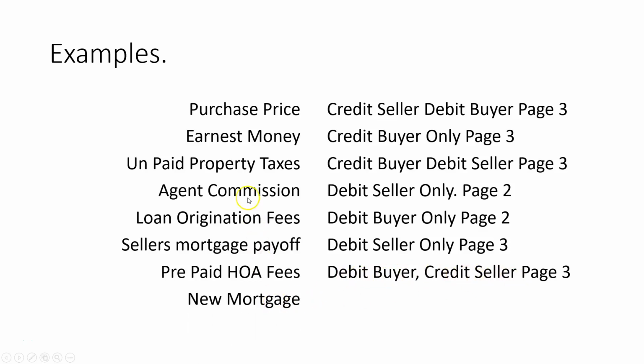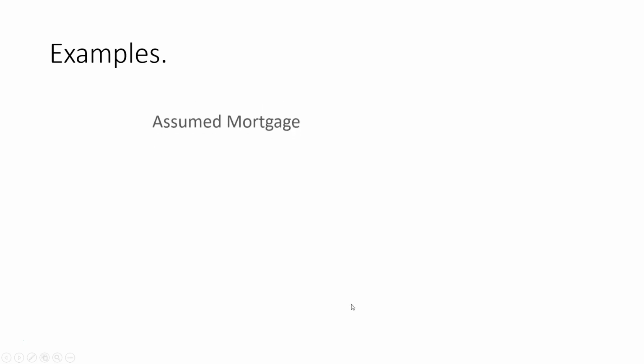New mortgage, that's like earnest money. It's got to go into the buyer's pocket, so let's fill it up first, credit the buyer. Assume mortgage. Assume mortgage means that the seller is basically handing over the remaining mortgage to the buyer. Therefore, it's got to come off his amount because he's not going to receive that mortgage payment. Put the mortgage total and give it over to the buyer. So therefore, it's debit the seller, credit the buyer. That's a tricky one.